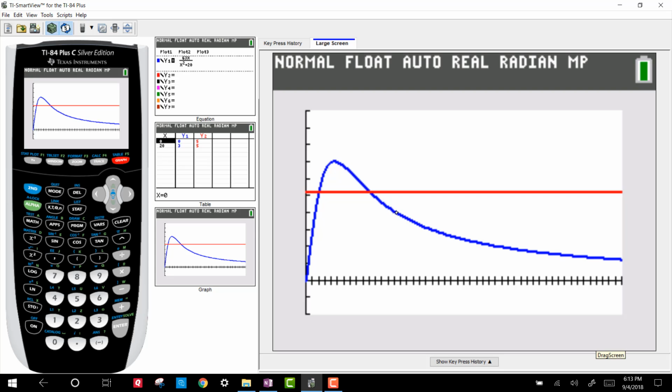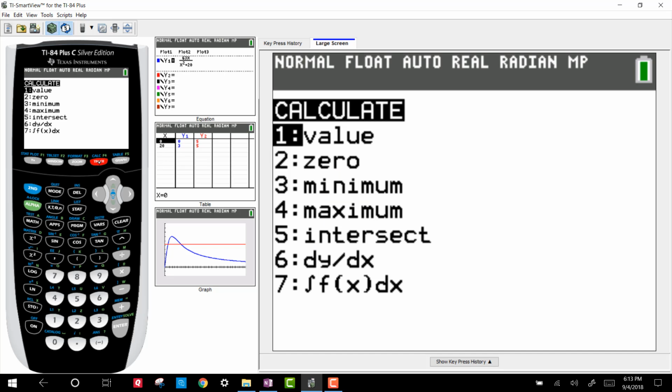So here's how we do that. We hit the second button on our calculator. We hit the trace button because right above it, it says calculate. This time, instead of calculating number 2, a 0, an x-intercept, we want to calculate number 5, an intersection.